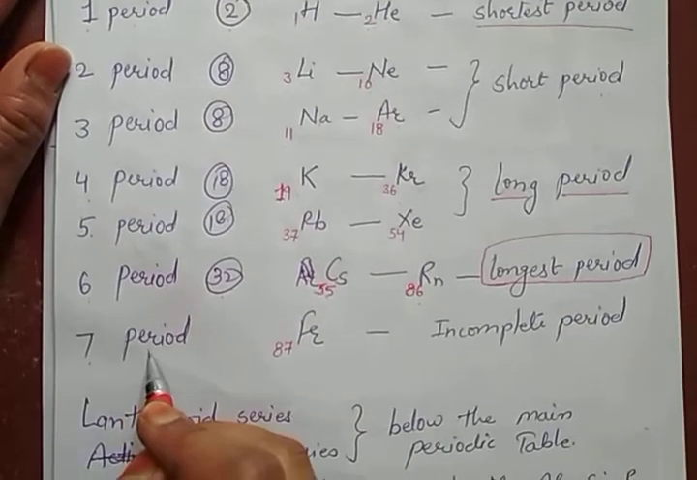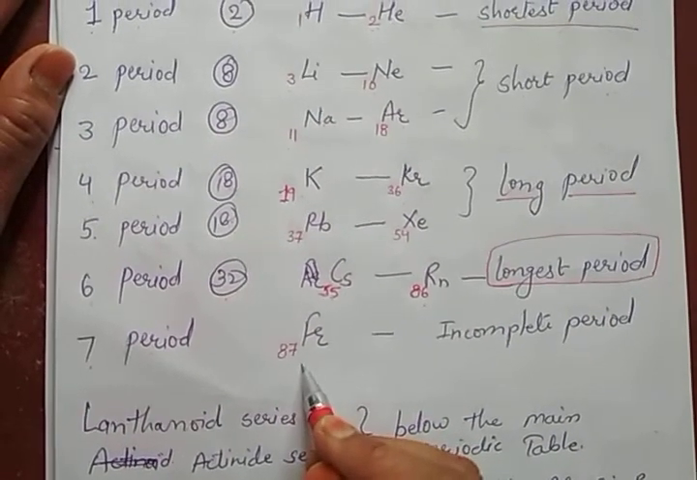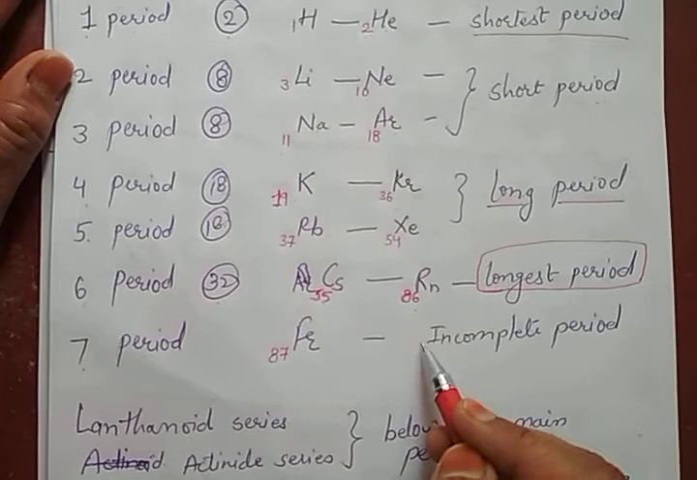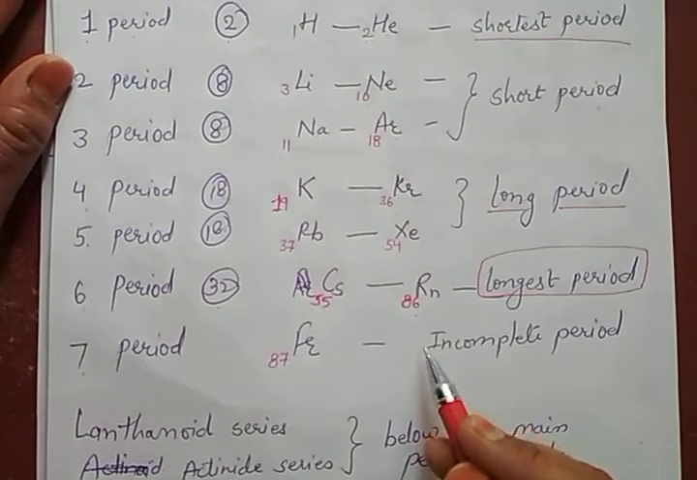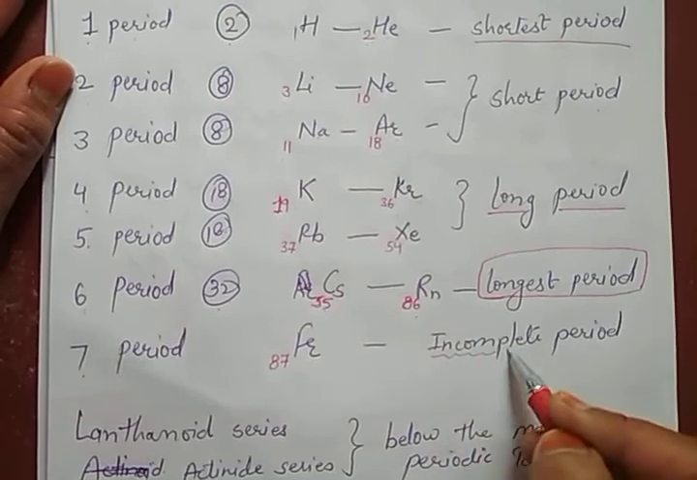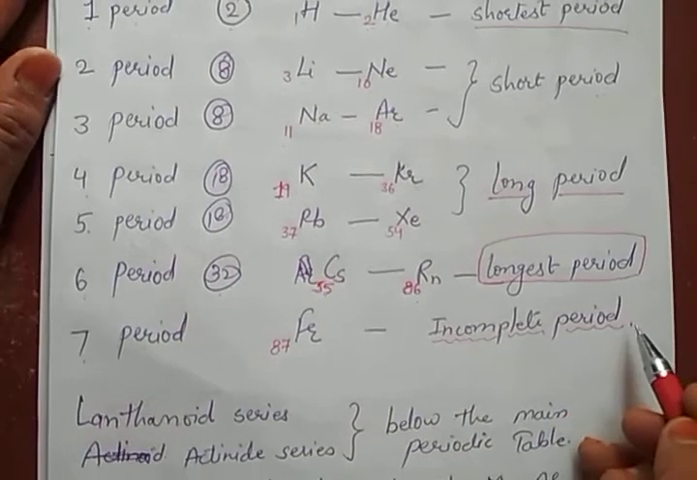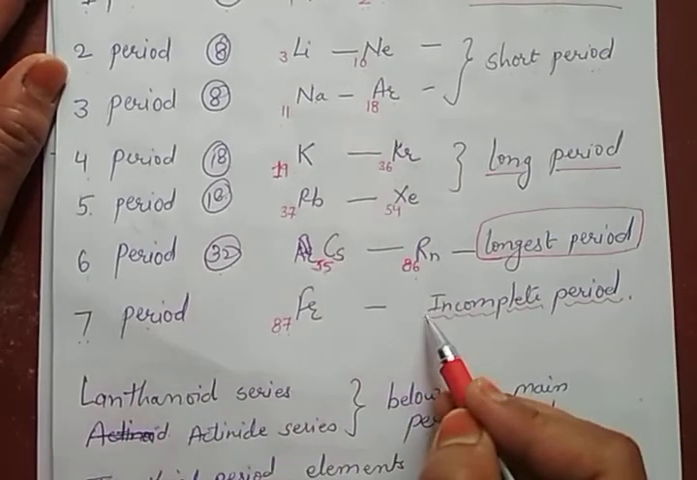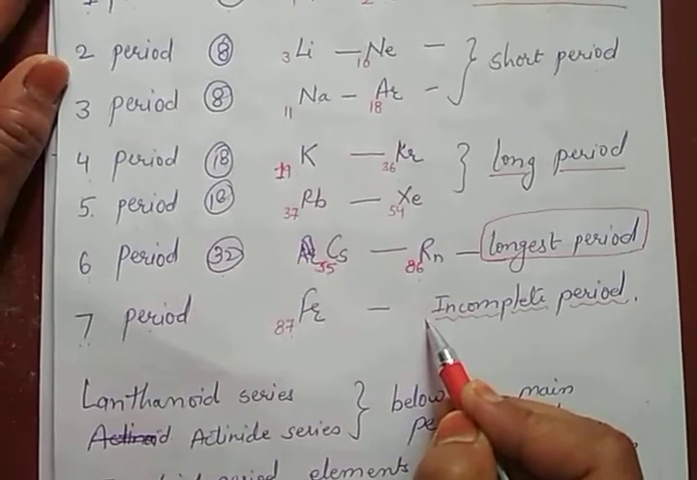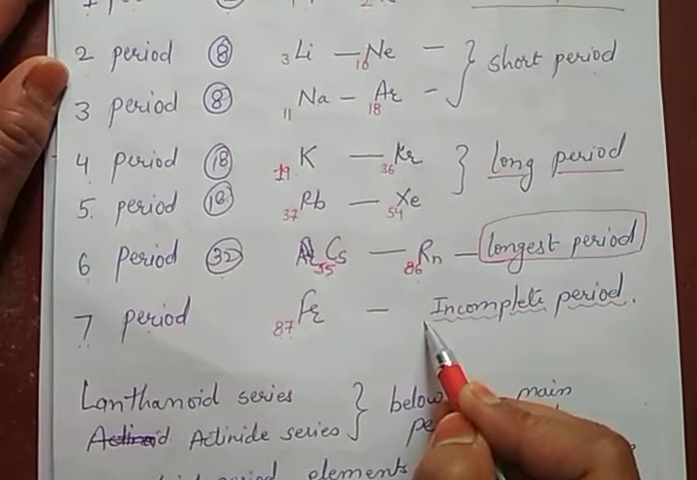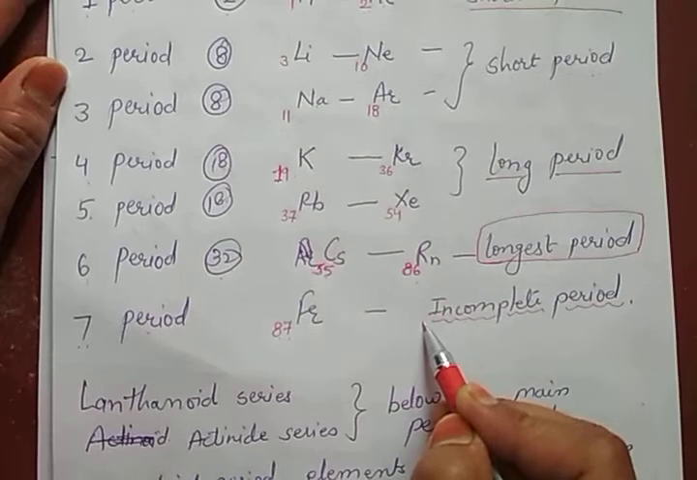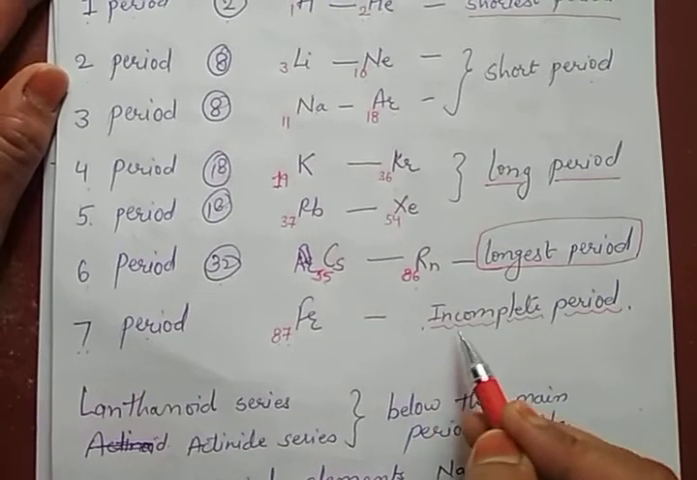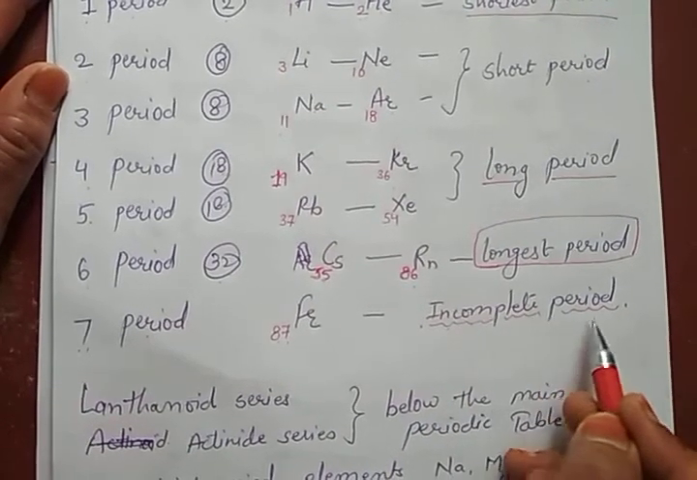Now the 7th period starts with francium 87. The names of the elements in this period are given in our periodic table, but as they are still under study, this period is called an incomplete period. I repeat, listen carefully: the elements of the 7th period, which starts with francium 87, are under study. Their properties, uses, types of compounds, bonding present in them and so on are not yet completed. That's why this period is called an incomplete period.